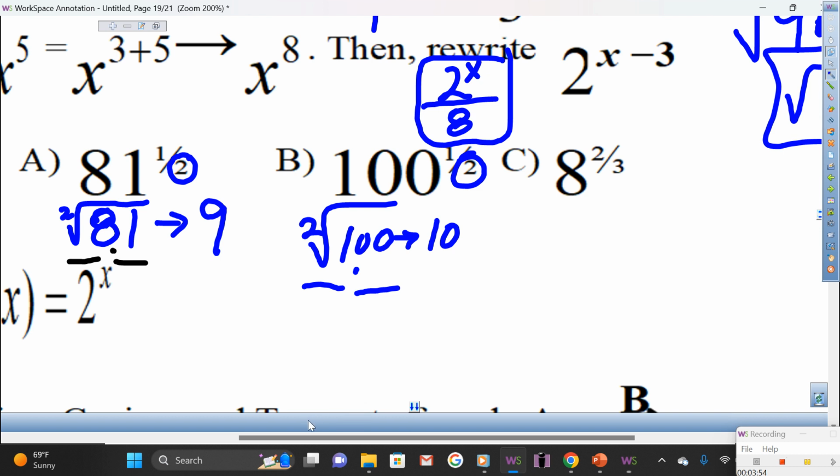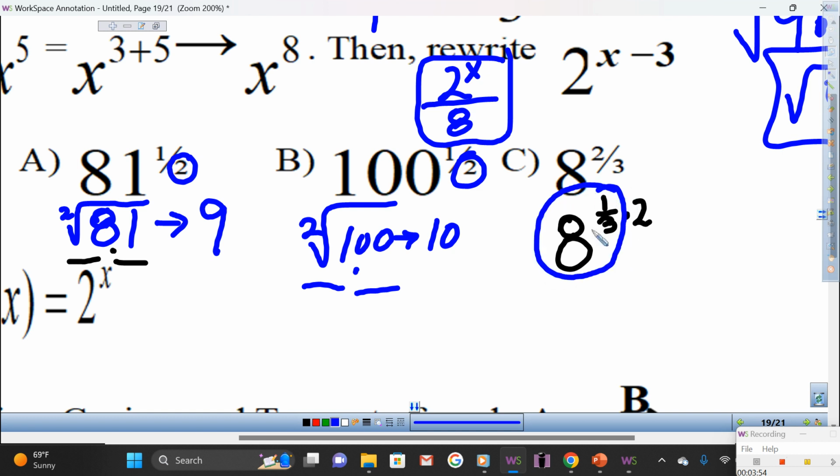So I'm going to rewrite it. Check this out. 8 to the 1/3 times 2. Do you agree that 2/3 is the same thing as 1/3 times 2? Yes? Okay. This is almost looking like that one. So watch. If 1/2 is square root, what do you think 1/3 is? Yeah, cube root. Cube root. However, we still have that exponent of 2 left, this one, and I'm going to put it right there.